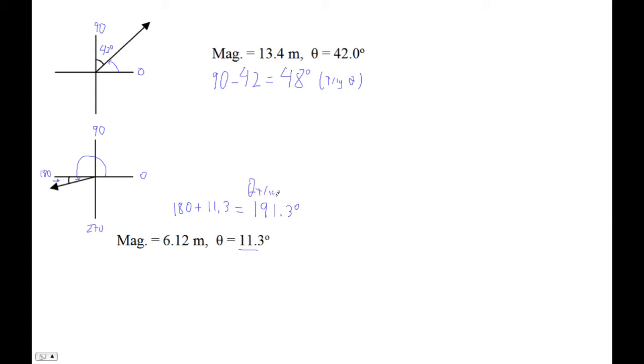Okay? And then once we've done that, the general rule is that any vector is magnitude times the cos of the trig angle in the x direction, plus the magnitude times the sine of the trig angle in the y direction. But this works only if you have the trig angle. So let's just make sure we got the right trig angle. That looks right, 48 degrees. And yeah, okay. So now we're all set. We can just write this thing down.